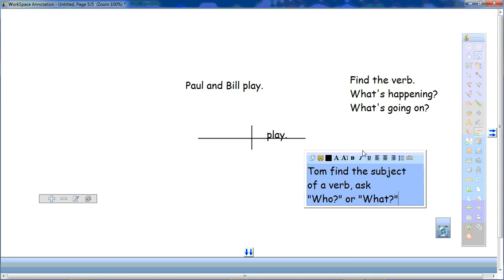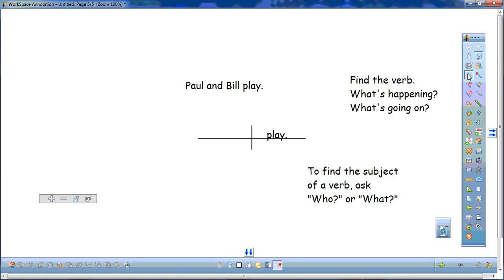And in this case, who or what of play? Well, who or what play? Well, I think the answer is quite obvious. It's Paul and Bill. We have a problem there, though. We only have one line, and we have 2 words. How do we do that? In the previous lesson, I quickly showed you how to do it. We have to branch it. So branching becomes something you'll do whenever you have a compound subject or a compound predicate.